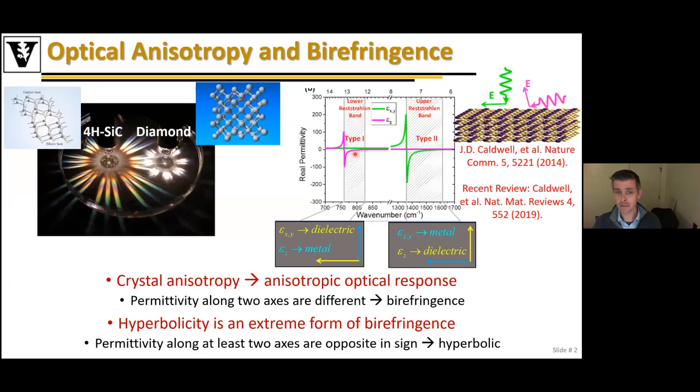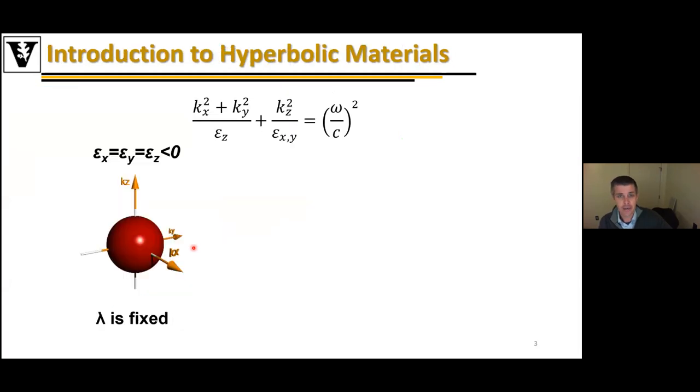frequency band. This is the lower Reststrahlen band. This is inverted, right? And so this is just an extreme form of birefringence, but effectively what it means is that the material behaves as a metal and a dielectric simultaneously within that spectral range.